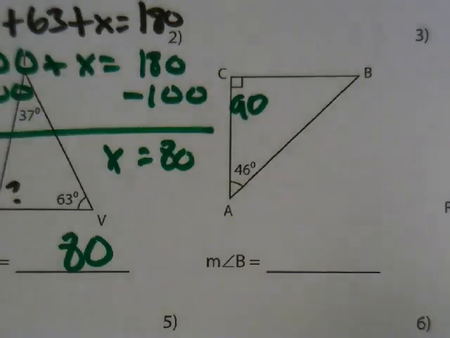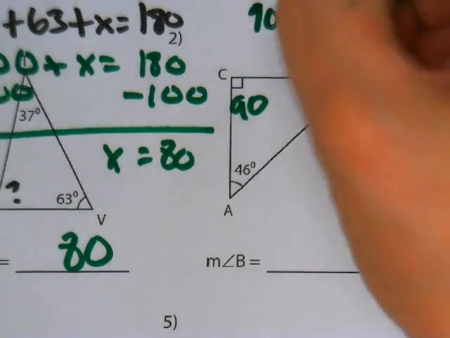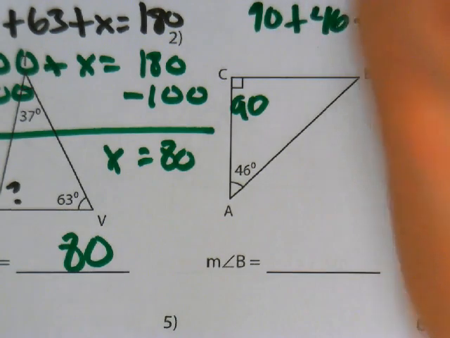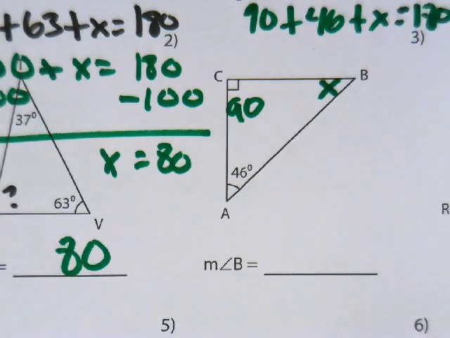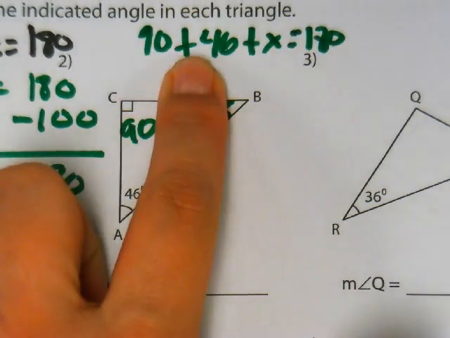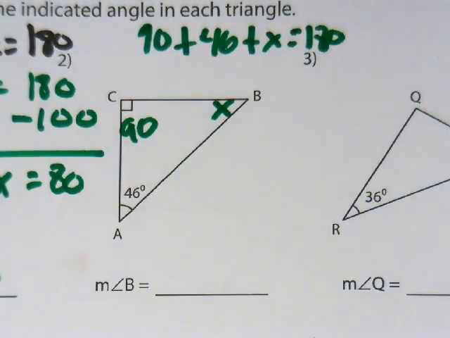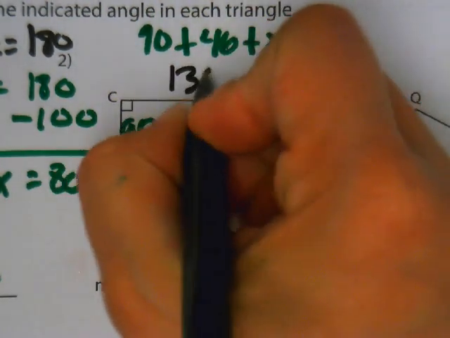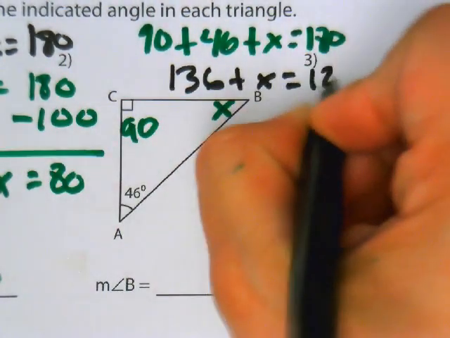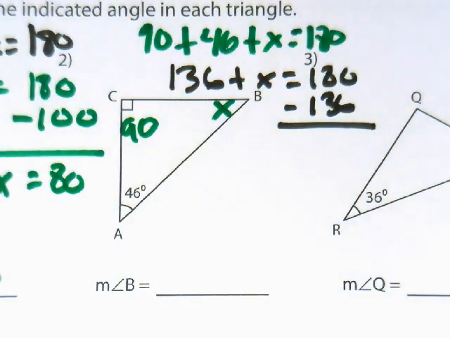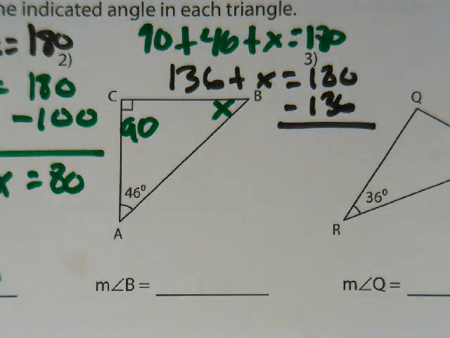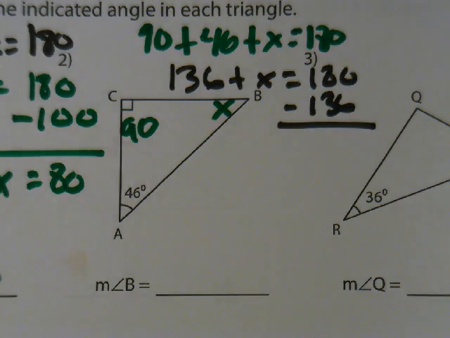Alright, so we wrote down 90 plus 46 plus x equals 180. What's 90 plus 46? 136, love it. Plus x equals 180, so we have to subtract 136. What's 180 minus 136? 44. Do we agree with 44? Yep, 44. Good job.